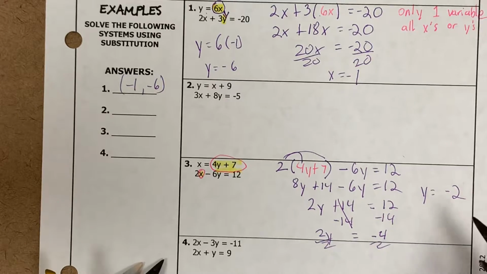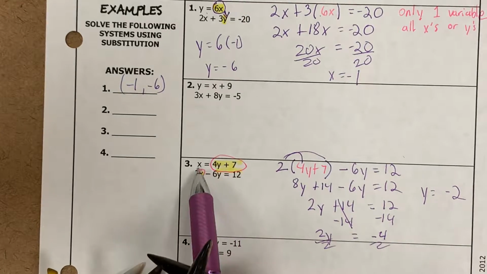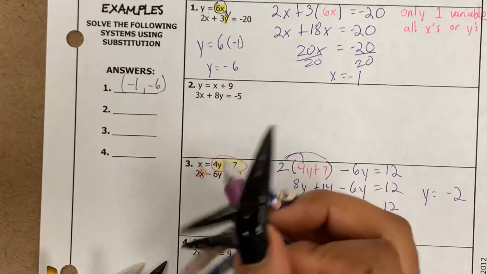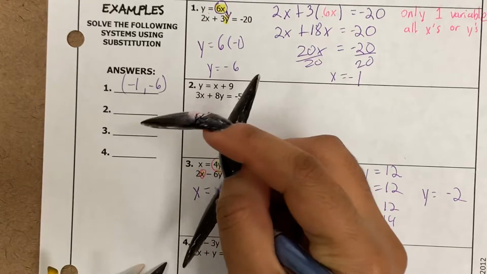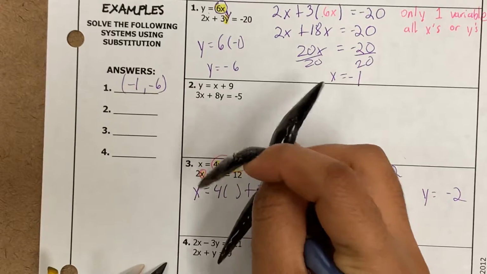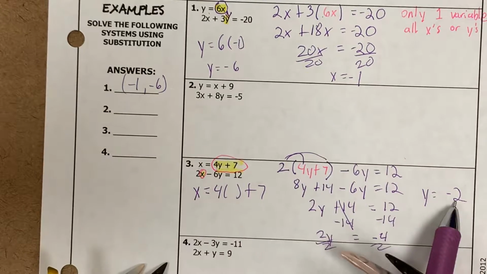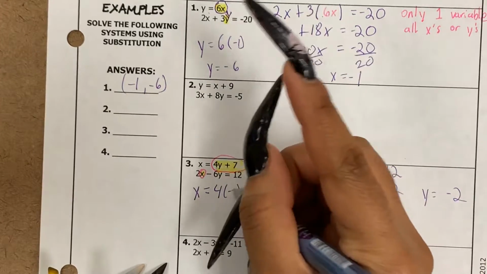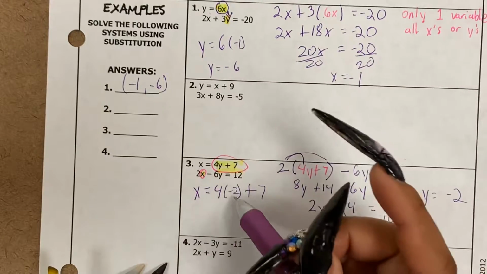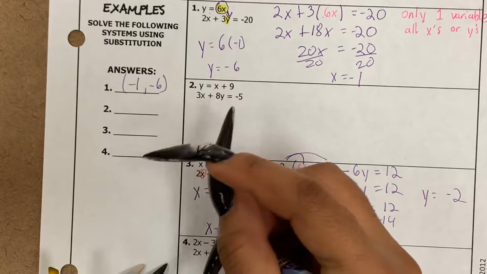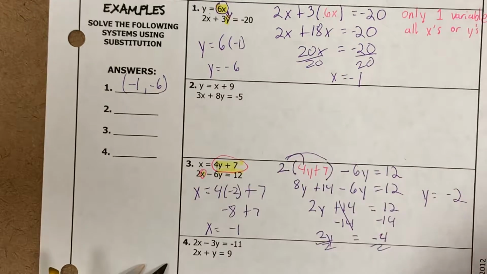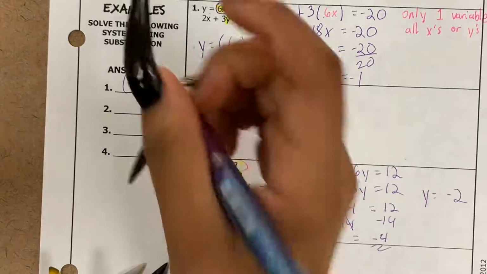So if y equals -2, I'm gonna use it to find x. So x equals 4y plus 7. So where the y was, I'm gonna put -2. So 4 times -2 is -8. So x equals -1. So the answer is -1 comma -2.